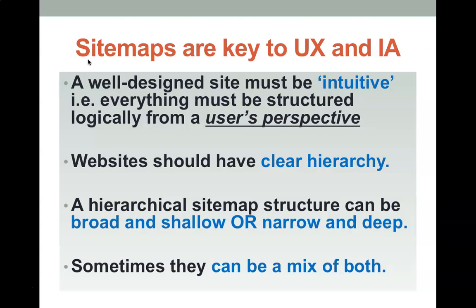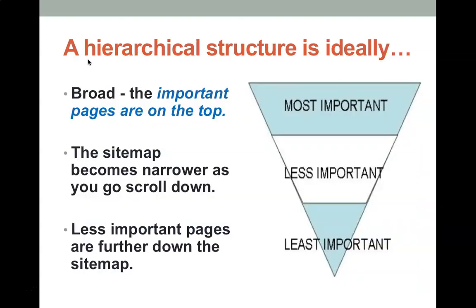So websites should have a clear hierarchy, and a hierarchical sitemap we look at in the next couple of slides. The structure can be three of these. It can be broad and shallow, narrow and deep, or a mixture of both. We look at an example of all of them. A hierarchical structure is ideally broad. The important pages are on the top. The sitemap becomes narrower as you scroll down through the site, and the less important pages are further down in the sitemap.